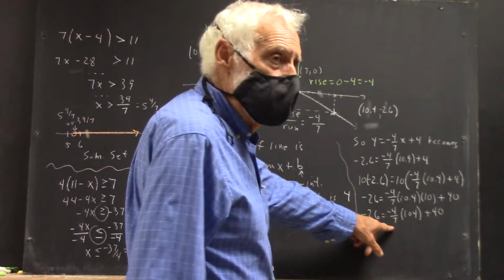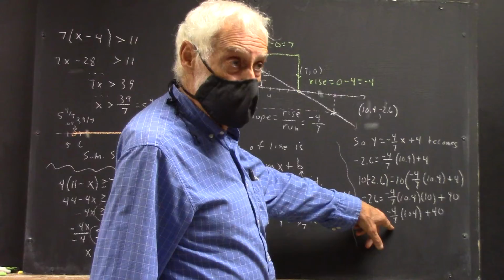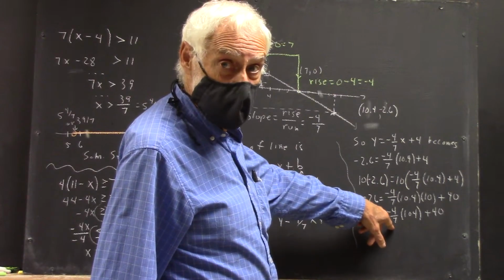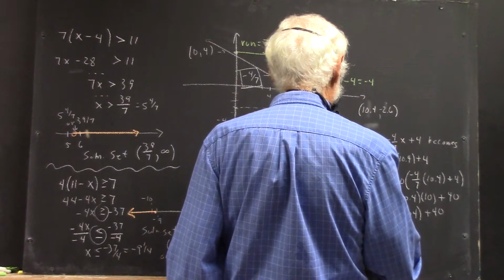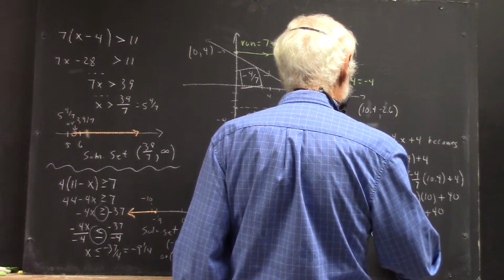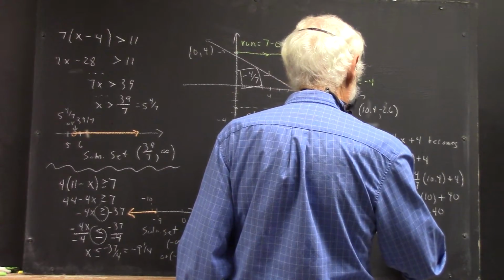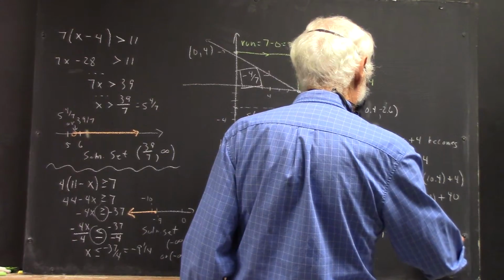Okay, so I'm not going to go too deep into that point, but now what we want to do, we have a fraction. What do you have to do with an equation when you have a denominator? You multiply both sides by that denominator. So we're going to do 7 times -26 equals 7 times -4/7 times 104 plus 40.